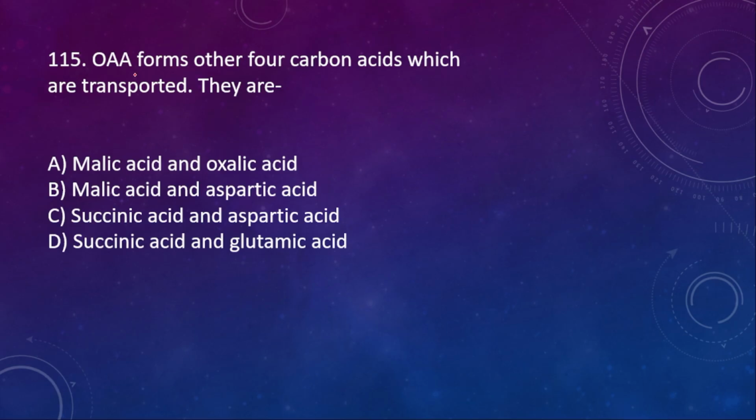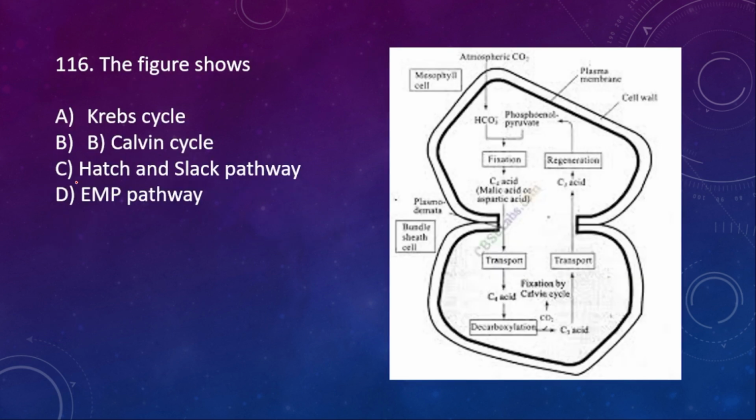115. OAA forms other 4 carbon acids which are transported. They are A. Malic acid and oxalic acid, B. Malic acid and aspartic acid, C. Succinic acid and aspartic acid, D. Succinic acid and then glutamic acid. Here the right option is option B, malic acid and then aspartic acid.